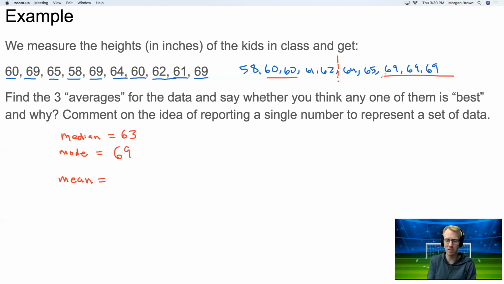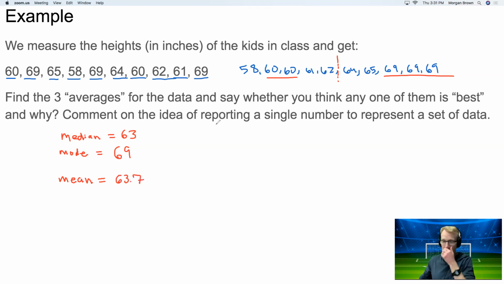This is spread out kind of evenly. But just whip out a calculator like I have here, add them up. I'll try to go fast to save your time. Plus 60, plus 60, plus 61, plus 62, plus 64, plus 65, plus 69 3 times. So I got 637 when I added them all up. And we count there's 10 numbers, so I divide by 10, and I got 63.7. So we got these three values.